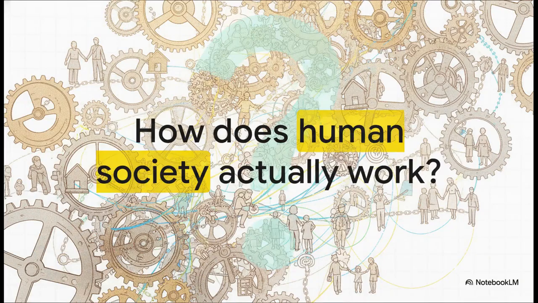It's a massive question, right? How does human society actually work? I mean, we all live in a society. We're influenced by our families, our communities, the local economy, and political institutions every single day. But we rarely pause to take a step back and think about what actually keeps all of these gears turning together. What are the rules of the game we're all playing?